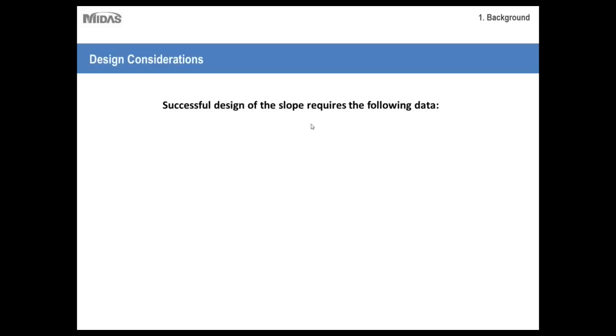Successful design of the slope requires the following data. First we need the properties of the soil and the rock mass, and slope geometry, just the basic geometry of your project site and slope. Next, your groundwater conditions. Groundwater conditions, or to be more precise, pore water pressure, has a very strong effect on the stability of a slope, and we'll discuss that in greater detail in the fourth section of this lecture.